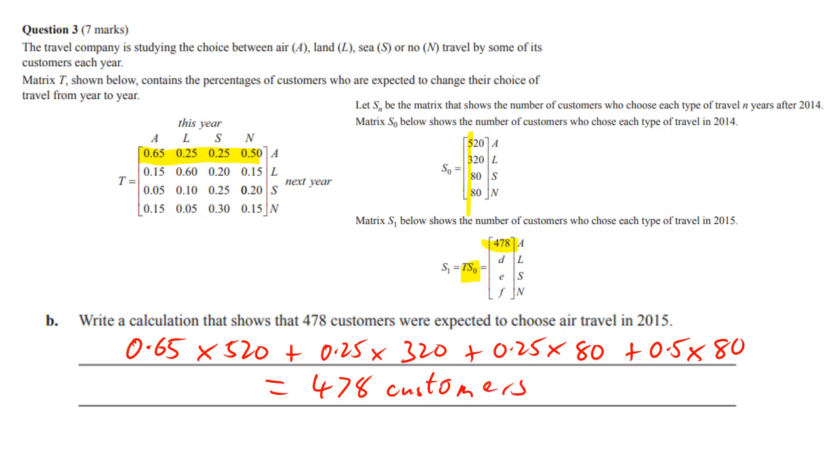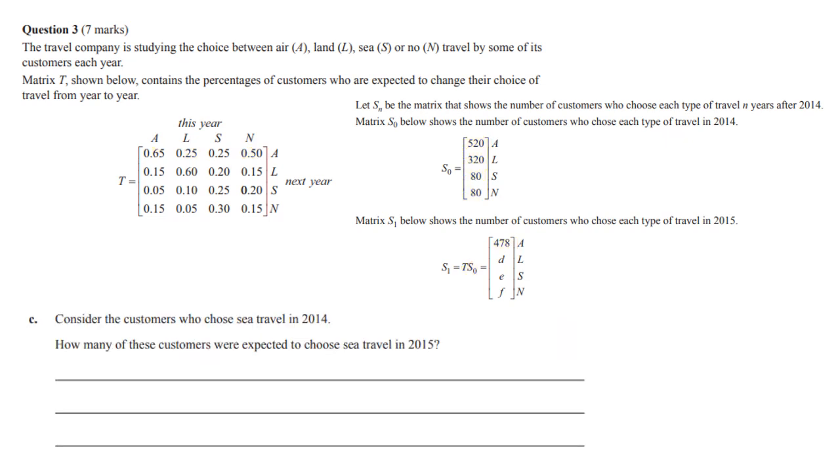All right, so let's just quickly revise that. As we're doing this row by this column, what we're saying is it's this number by this number, then this number by this number, and then this number by this number, and then this number by this number. And when you're multiplying, you know that the first row by the first column gives you the first element of our answer, 478.